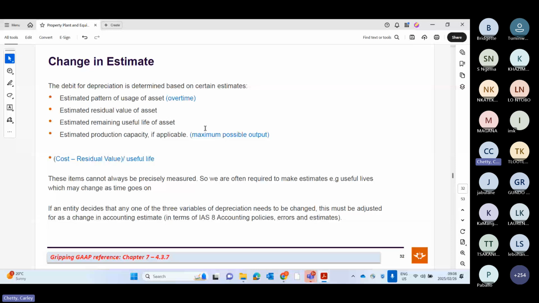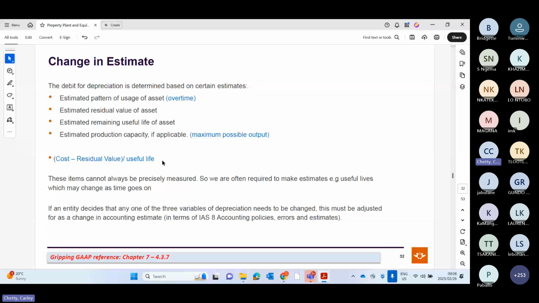These items cannot always be precisely measured, okay? So we make an estimate. For the useful life, when it's given in a question, that is an estimate. That is how the company expects to use the asset, but it can actually change. Something can happen and the expected usage of the asset will change, and then we need to change the estimates. So if an entity decides that any one of the three variables of depreciation needs to be changed, this must be adjusted for as a change in estimate.